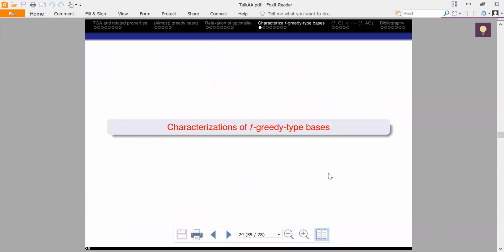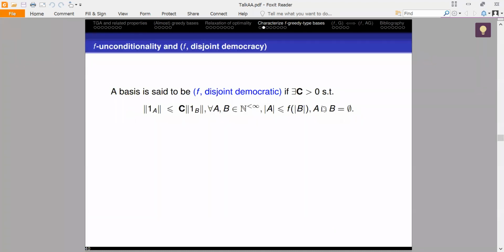Okay, so the next section: now we have introduced the definition and some motivating examples of F greedy type bases. Can we characterize them in the same sense as some classical results? To do so, we need to introduce a bunch of definitions. This definition is a modification of F democratic. Here you have F disjoint democratic.